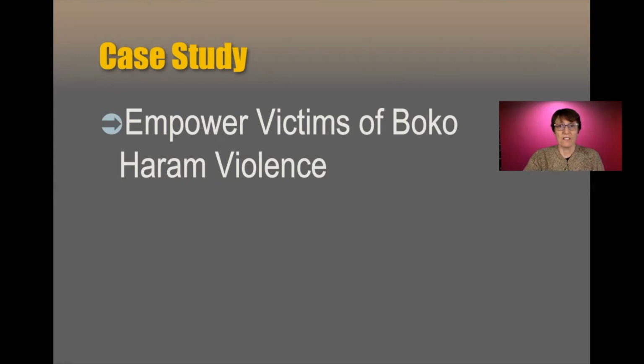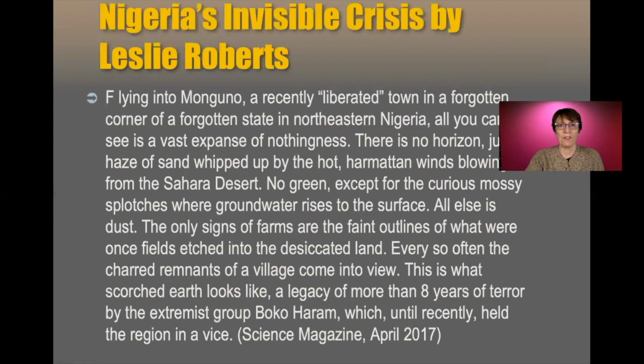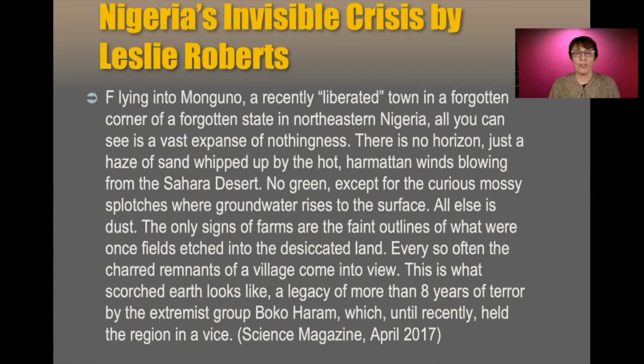So we're going to look at this case study to understand what was happening and then look at what the remedy is and how peace building is trying to help solve some of those problems that got created by Boko Haram and their violence. Okay, so this is from a Pulitzer Prize winning article about what's happening in Nigeria from April 2017. The lead author was Leslie Roberts. It's called Nigeria's Invisible Crisis. And the writing is very descriptive.